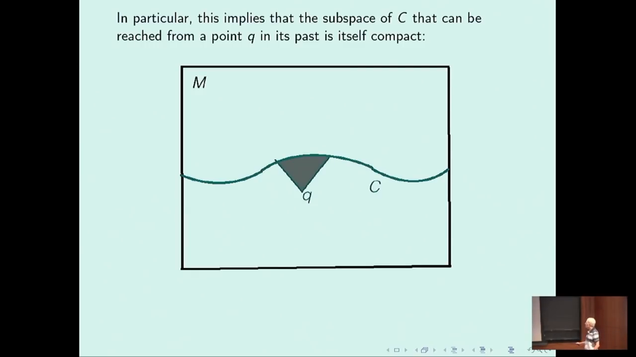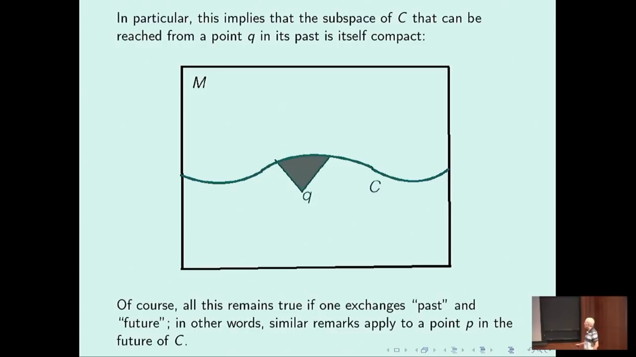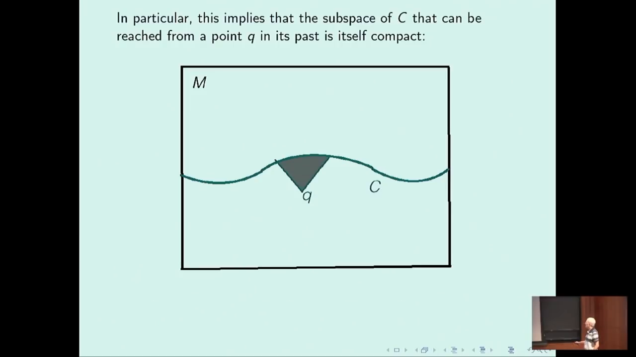Obviously, if there were a sequence of points that can be visited by causal paths from Q, and that sequence had no convergent subsequence, then a sequence of paths that visit those points would also have no convergent subsequence. So if M is globally hyperbolic, the portion of space-time that can be reached by paths from Q to C, causal paths, is compact. The gray region is compact.